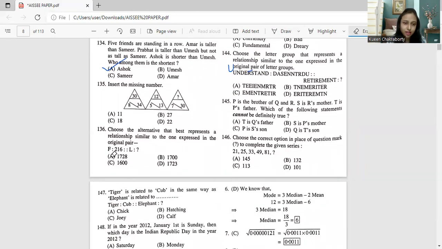Insert the missing number. We have a triangle with 38, 34, 5, 12, 5 and 13, and a question mark, 7 and 30. So we have options as 11, 27, 18 and 22. So which will be the correct answer? See, this is a logical thing. We will do it very carefully.